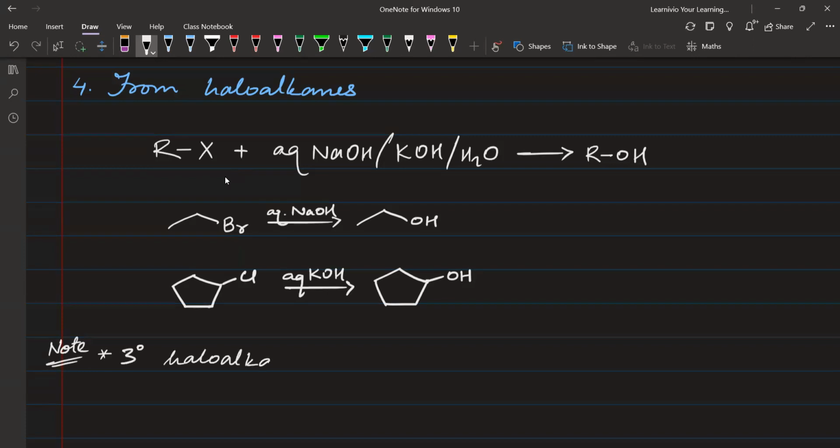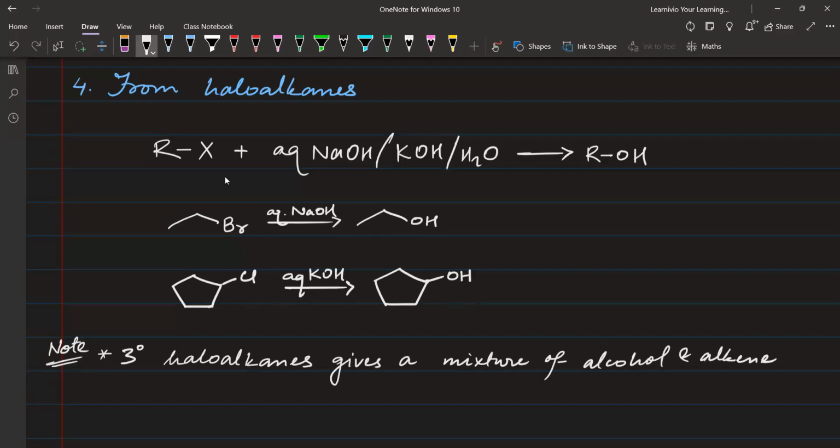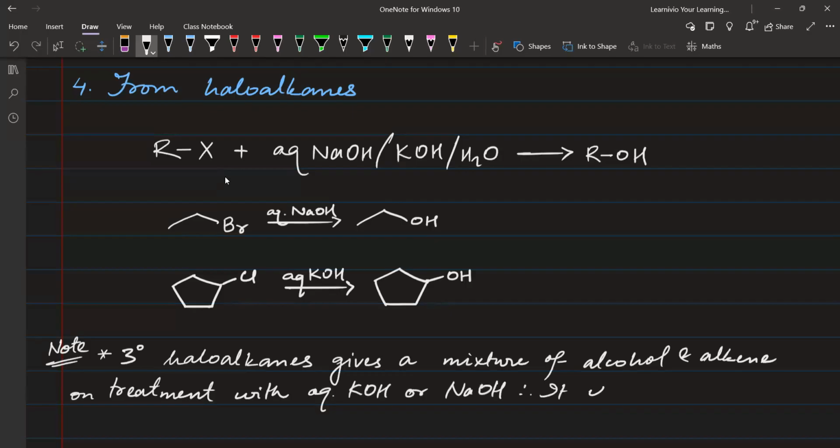So, 3-degree haloalkanes give a mixture of alcohol and alkene on treatment with aqueous KOH or NaOH. Therefore, it is not a preferred method of preparation of 3-degree alcohols.